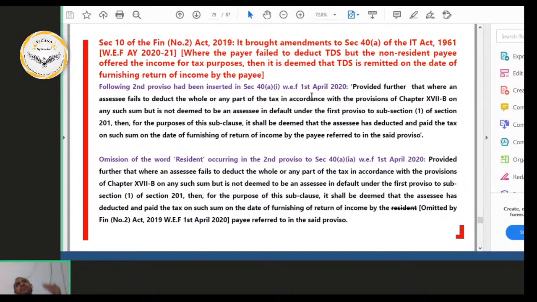then in such case, it will be allowed in the year in which return is filed. It means it will be first disallowed in the current year. It will be allowed as a deduction in the next year. So deduction is not lost. But there is a timing difference. This benefit is available only to residents earlier, but Finance Act number 2 of 2019 brought an amendment. They extended it to non-residents also.